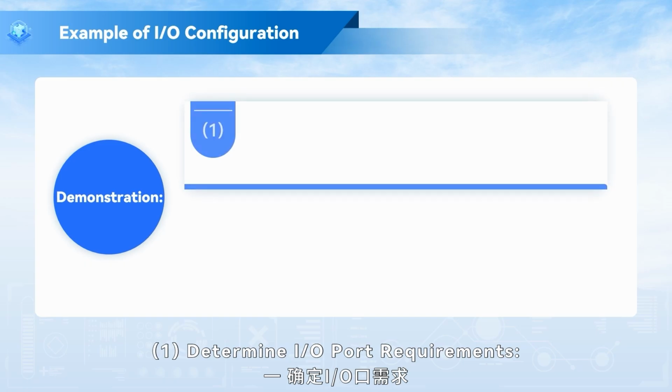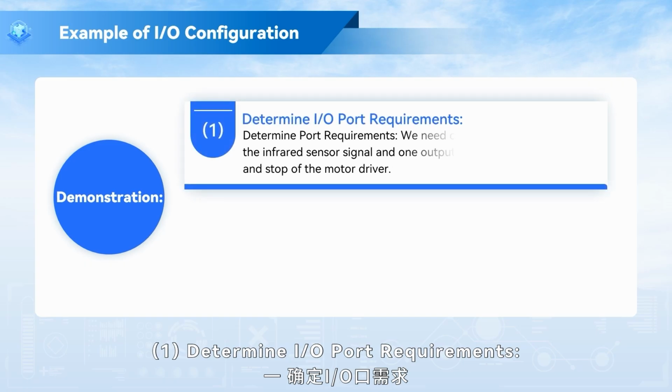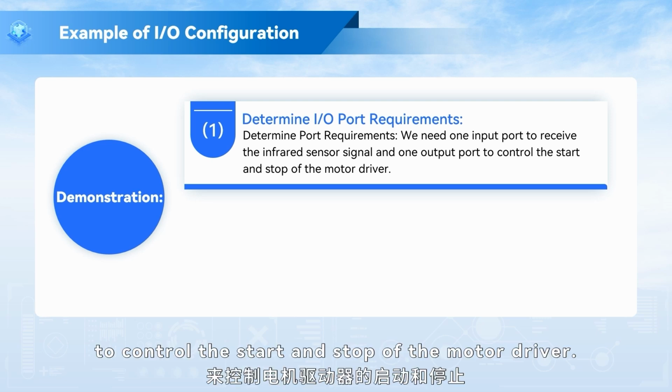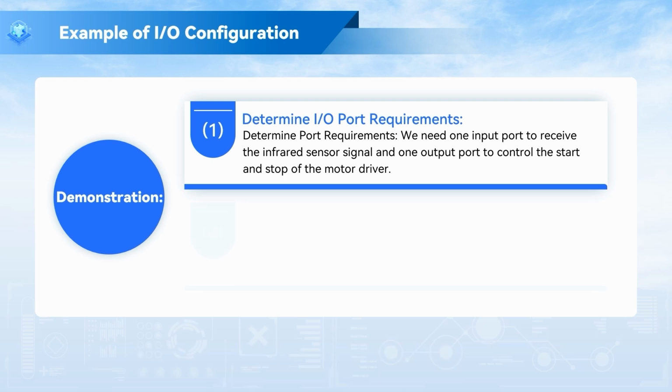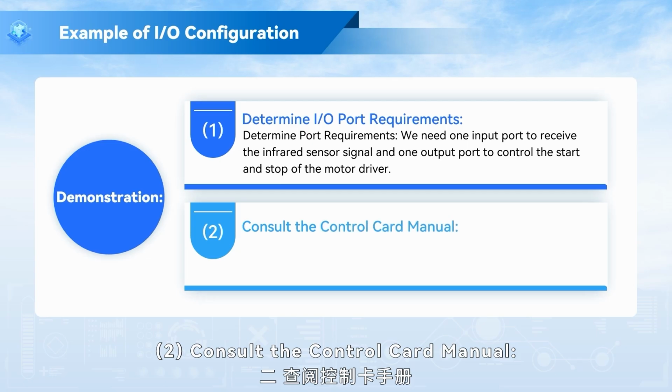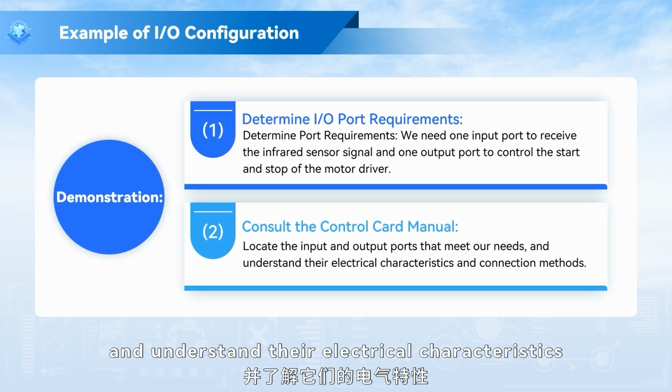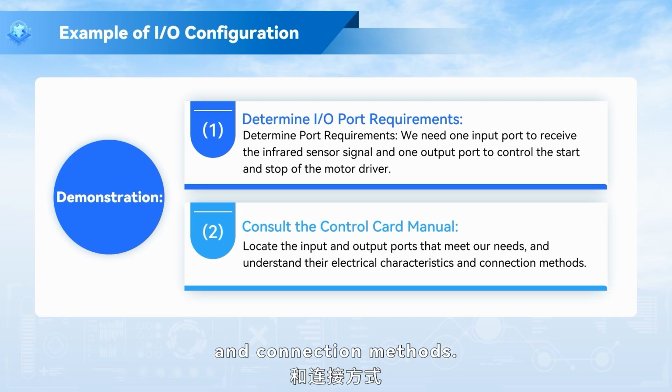Demonstration. 1. Determine I/O port requirements. We need one input port to receive the infrared sensor signal and one output port to control the start and stop of the motor driver. 2. Consult the control card manual. Locate the input and output ports that meet our needs, and understand their electrical characteristics and connection methods.